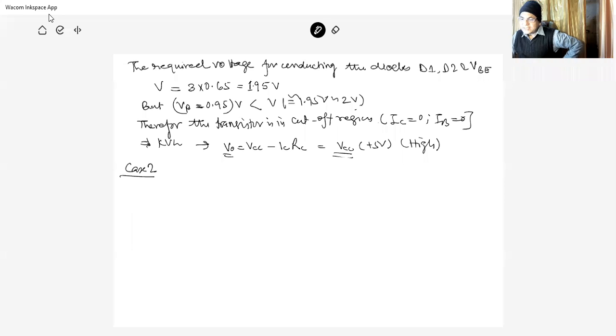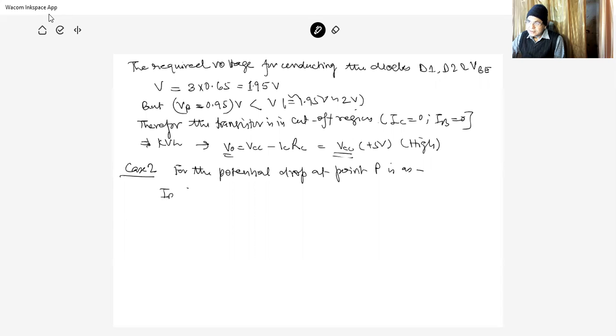Now case 2. What is case 2? All of them high. Case 2 is for the potential drop at point P. As ID is the current, the current ID is equal to VCC minus VP upon R. So how much is VCC? We see this VCC, that is 5 volt, minus VP.